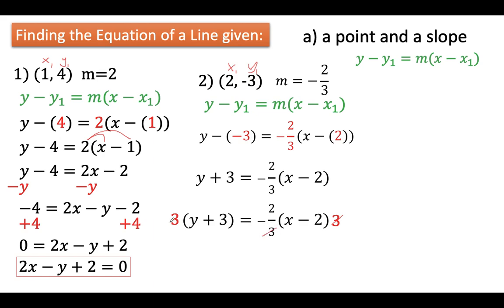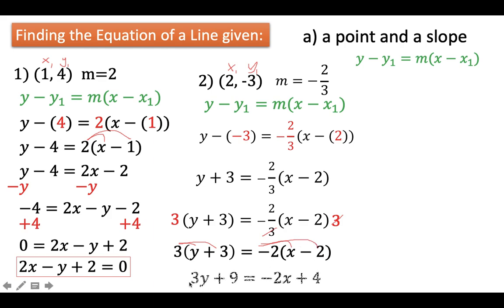Okay, so what is left here is 3 times quantity y plus 3, and on the other side negative 2 times quantity x minus 2. Then we can distribute this: 3 times y, 3 times 3, negative 2 times x, and negative 2 times negative 2, and this will be the simplified form. 3y plus 9 is equal to negative 2x plus 4. Then I just copied it again. So the final step is we're going to transpose these terms to the other side. It's either way.